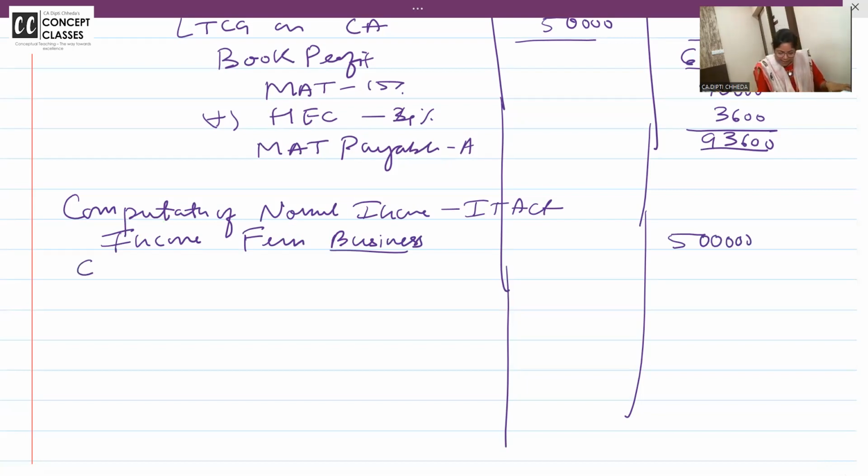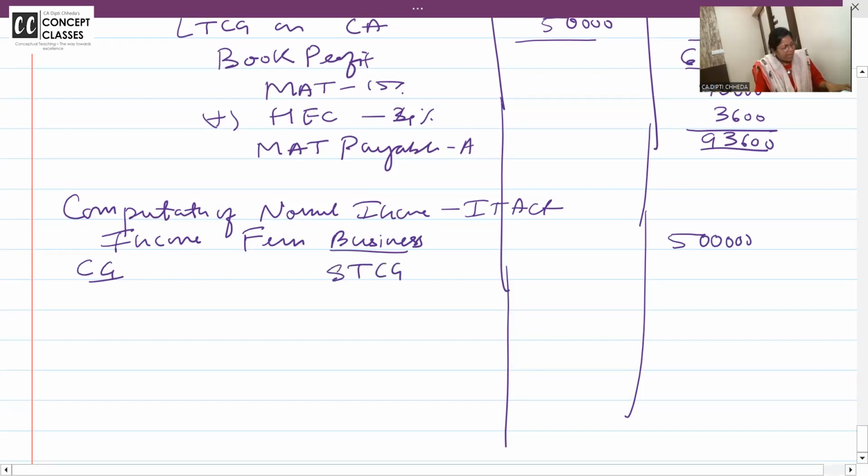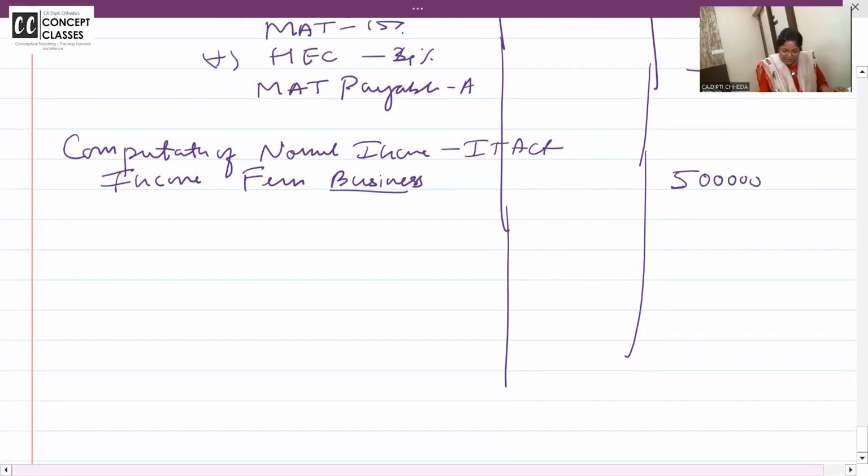Now capital gain. In capital gain, short-term capital gain, 25,000. Oh, sorry. In business income, really sorry. In business income there will be add or less, right? That capital expenditure and donation and all. Yes, so capital gain will come later. Income from business, add.